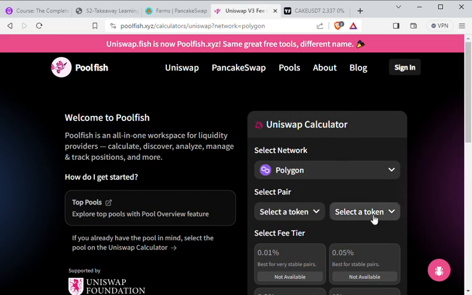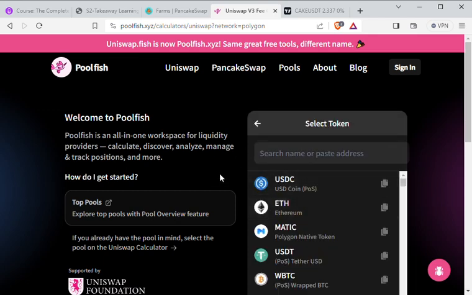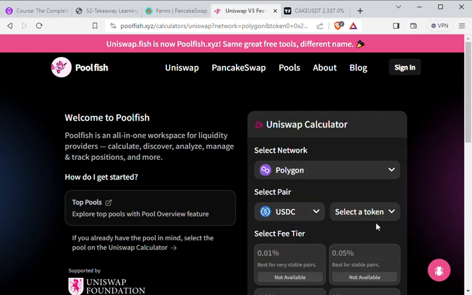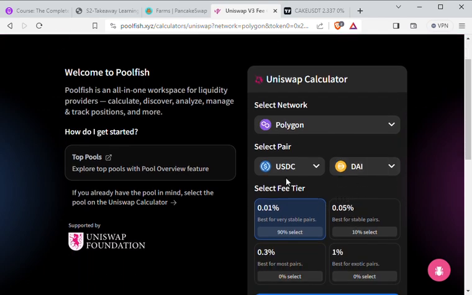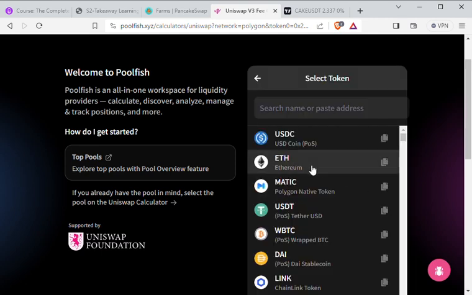Oh, what happened there? Okay, so today we'll be exploring Polygon. They even have cheaper gas fees than the Binance Smart Chain. And there's three kinds of pools we can look at, which is a stable to stable. Let's take USDC and DAI. USDC is pegged at $1. DAI is also pegged at $1. Here it gives you what 90% of people pick, what 10% of people pick. So this is a stable to stable pool.